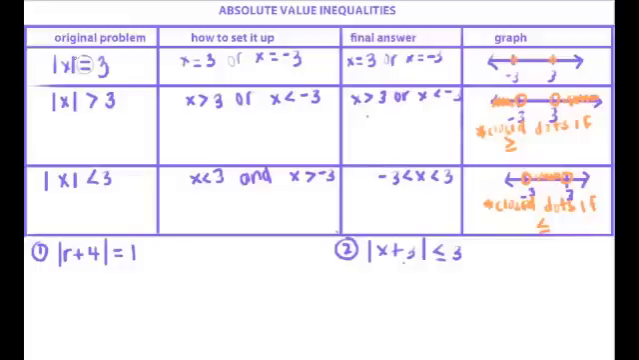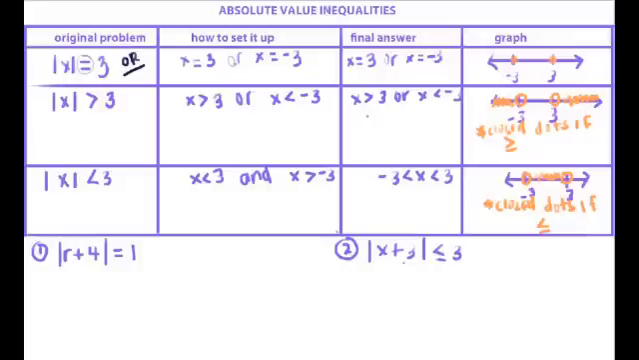So if you have an original problem that has an equal sign, it's going to turn into an OR problem. All of these absolute value inequalities, you're going to have to split into two problems. Once you do that, you're going to have to decide is it AND or OR. Hopefully you can use this chart as a reference when you're working out the problems so that you can figure that out, okay?